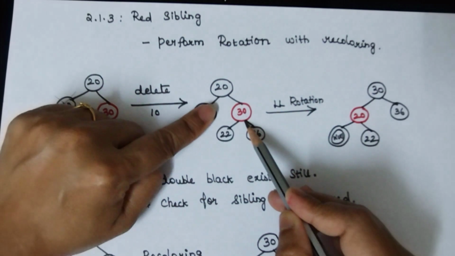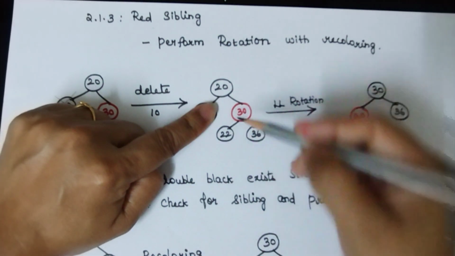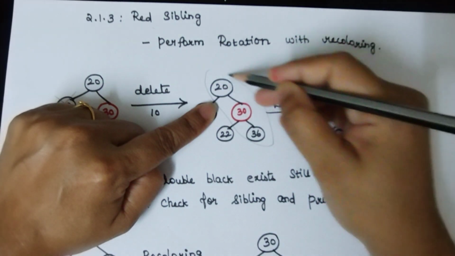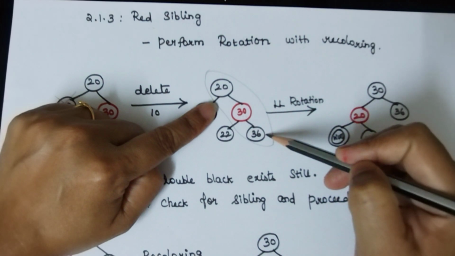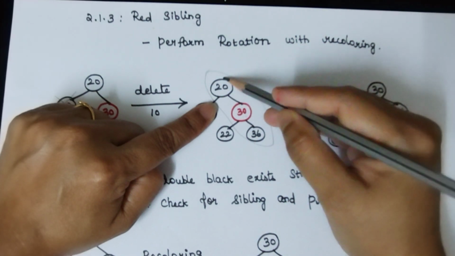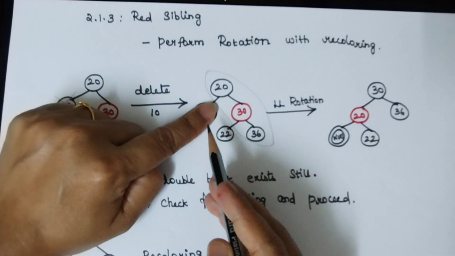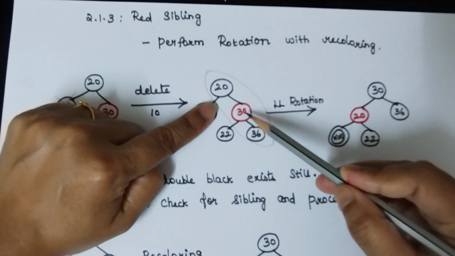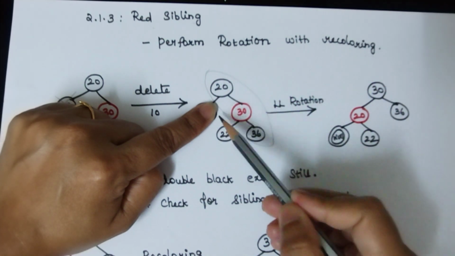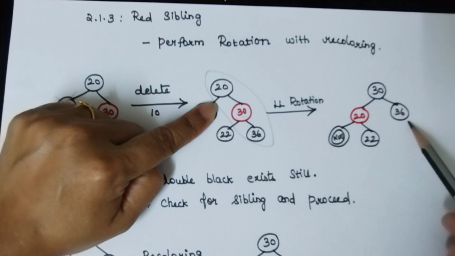What rotation can you perform? Since this is null, don't consider this. You are only going to consider these three nodes. If you perform rotation, the tree structure is right skewed, so perform a single left rotation. After a single left rotation, 30 will become the root node, 20 becomes the left of 30, and 36 becomes the right of 30.